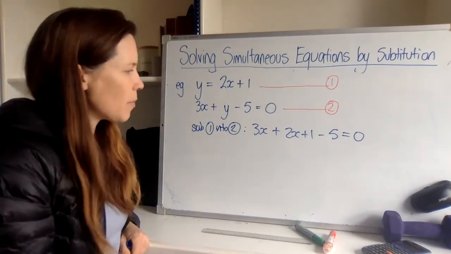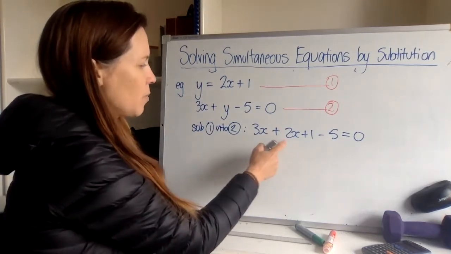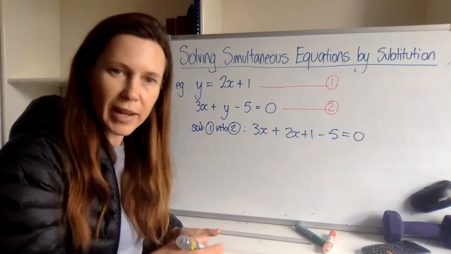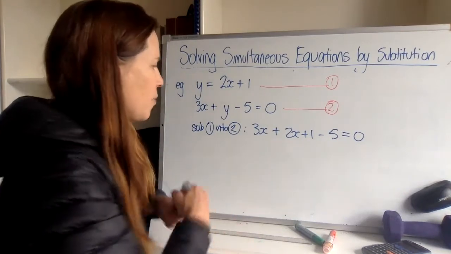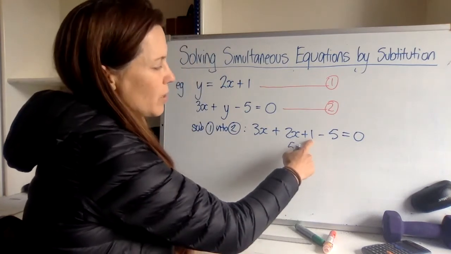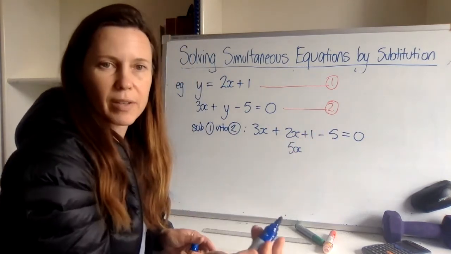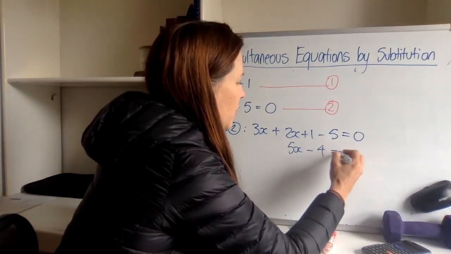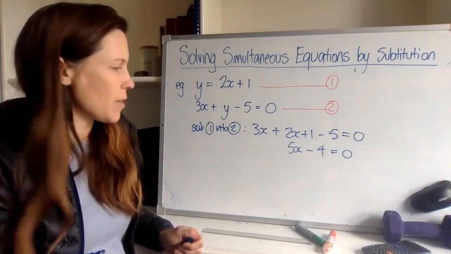All right, let's gather up the like terms. 3x plus 2x, that makes 5x altogether. Just like if you had 3 apples plus 2 apples, you get 5 apples. So we've got 5 x's, and positive 1 minus 5 gives me minus 4. Again, if you're uncomfortable working with negative numbers, use your calculator in there.